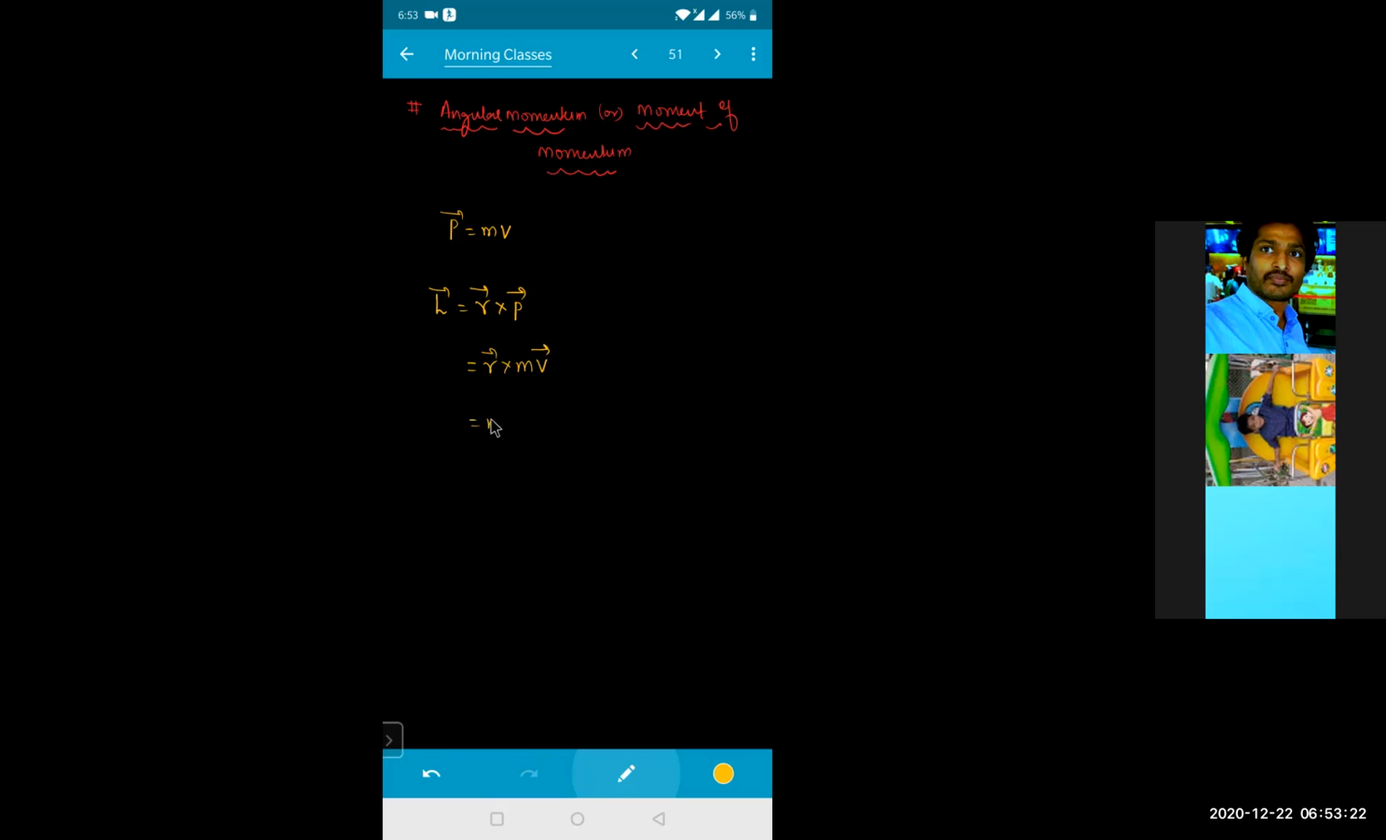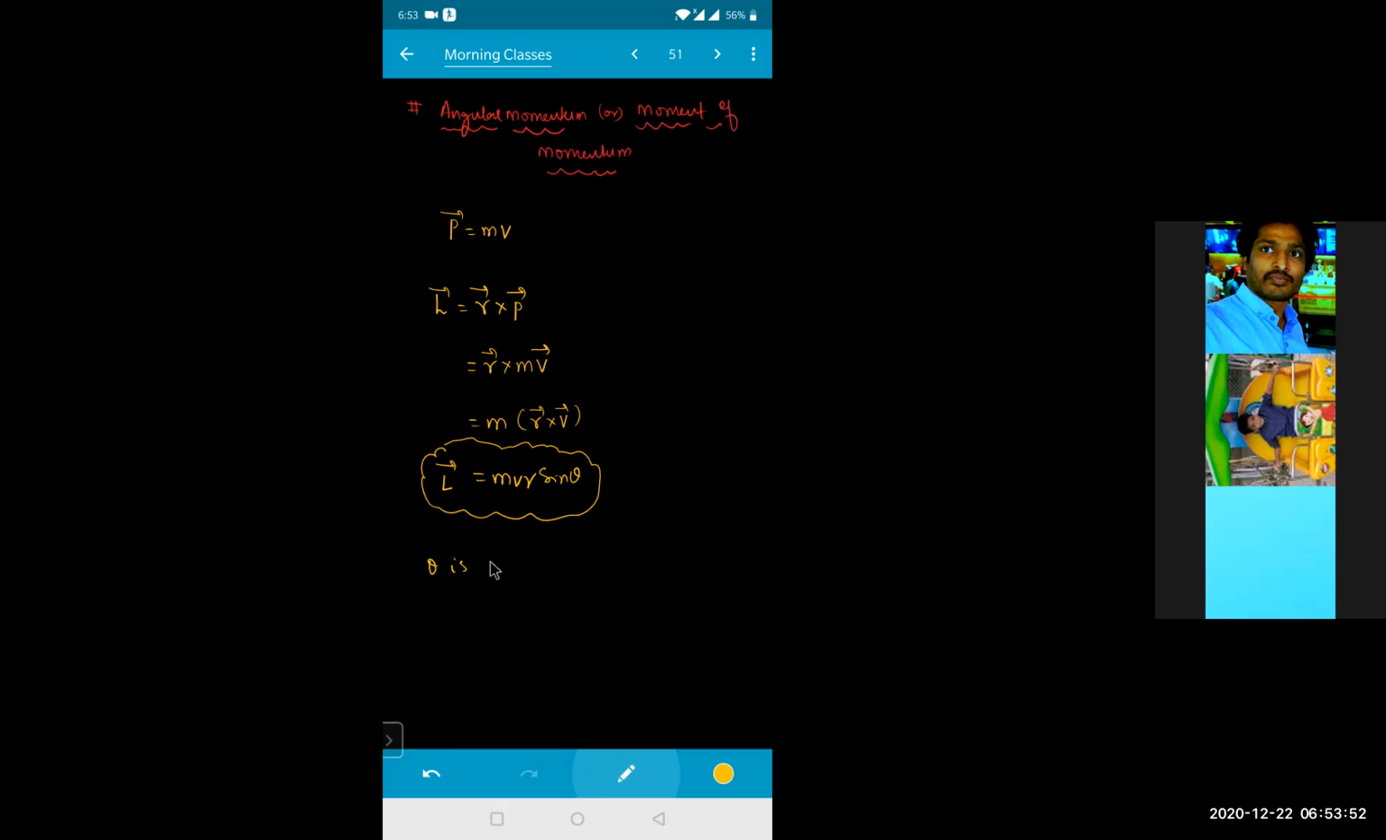That means mass will be constant. This will be r bar cross v bar. Direction is given by the cross product, a bar cross b bar. So I can write this as m into v r into sine theta. This is the angular momentum of a particle moving in a circular path. So L is equal to m v r into sine theta, where theta is the angle between what?